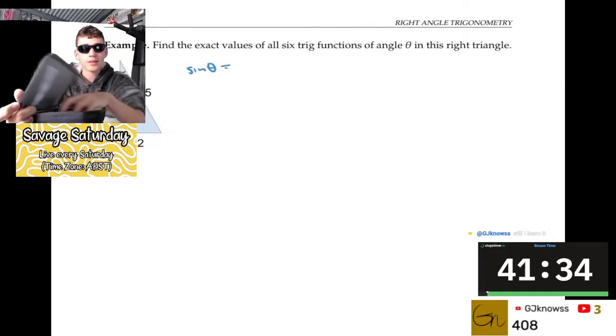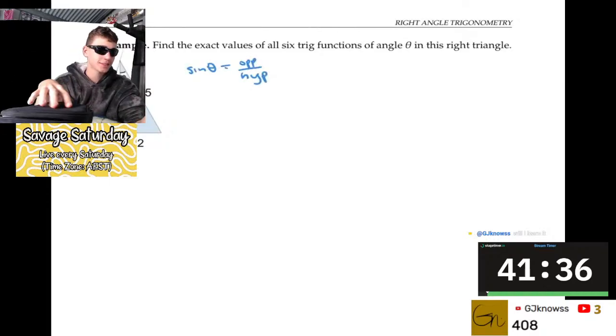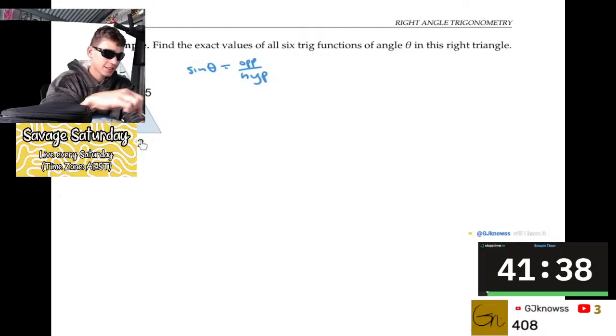I'll start with sine of theta. That's opposite over hypotenuse. Well, for this angle theta, the opposite side is down here and has measure 2. The hypotenuse has measure 5. And so sine theta is 2 over 5.